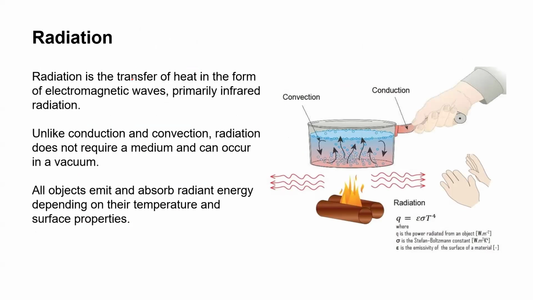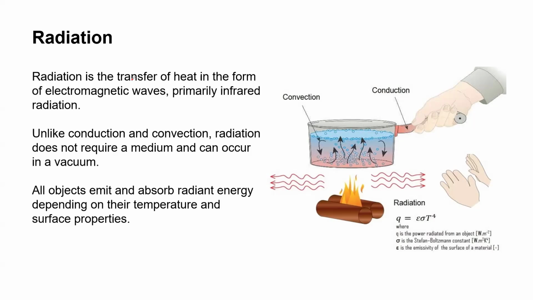So you see, convection is the transfer of heat in a liquid medium, conduction is the transfer of heat across a solid medium, and radiation is the transfer of heat in the form of electromagnetic waves, primarily infrared radiation. Unlike conduction and convection, radiation does not require a medium and can occur in a vacuum. So radiation doesn't require a medium.